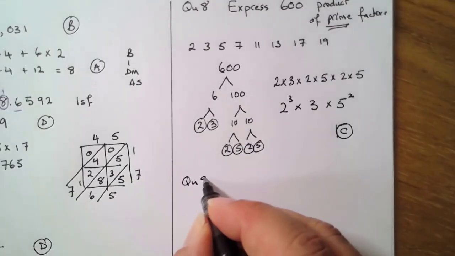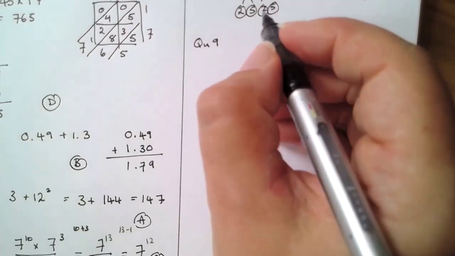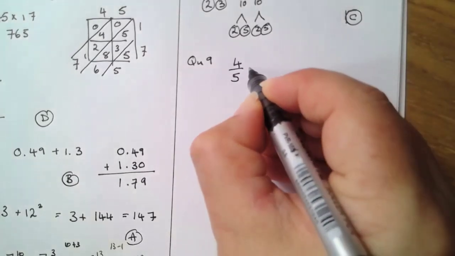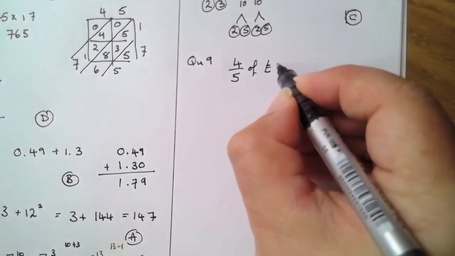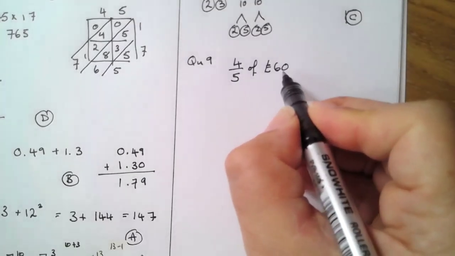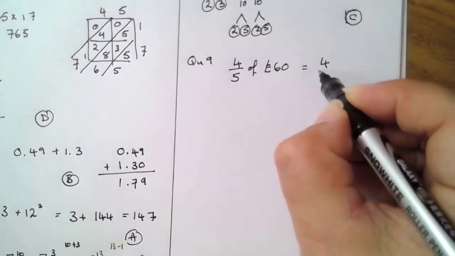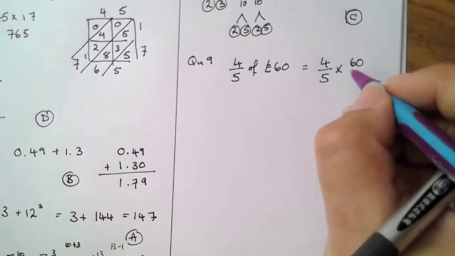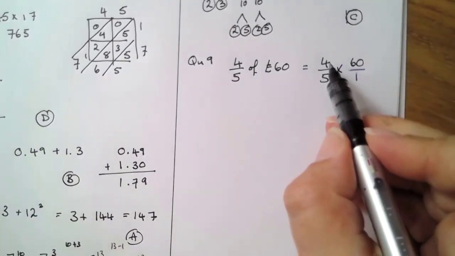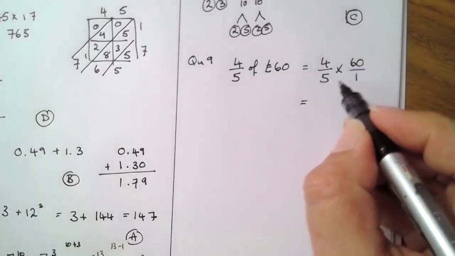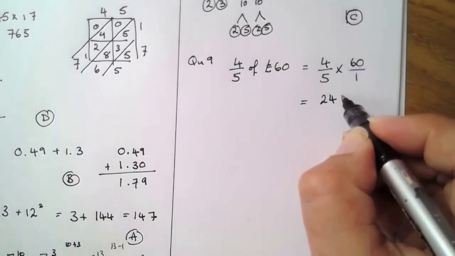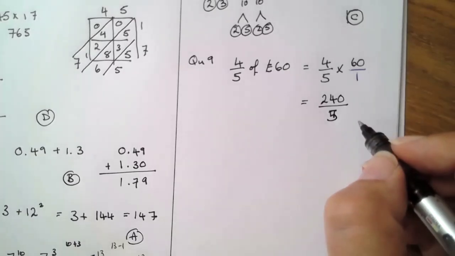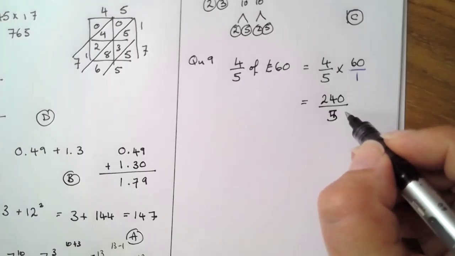Question 9. Work out 4/5 of £60. 4/5 of 60 is exactly the same as saying 4/5 multiplied by 60. And if it helps, put the invisible 1 underneath. We are multiplying the numerators, 6, 12, 24, over the denominators, 5. We then need to simplify that.